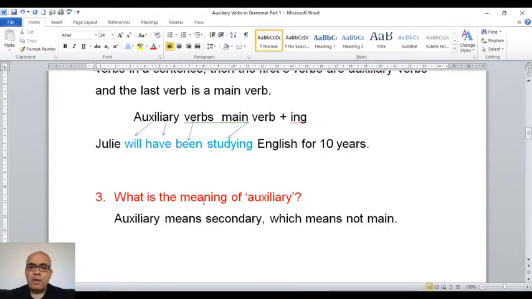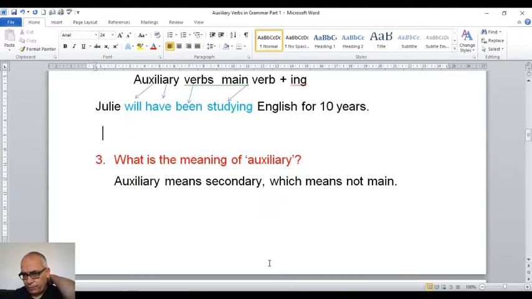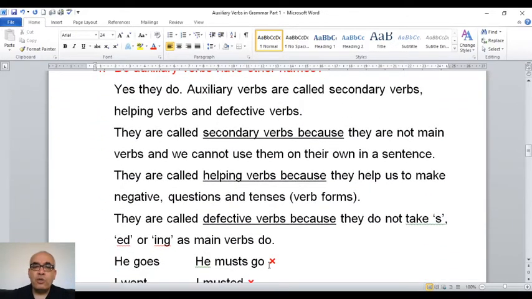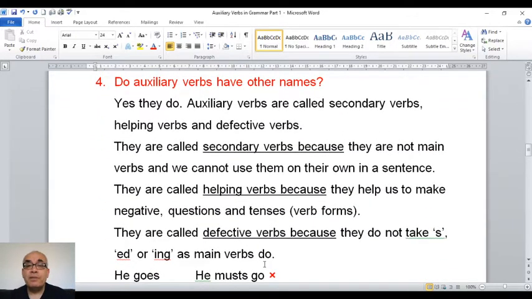Number 3, what's the meaning of auxiliary? Auxiliary means secondary, which means not main. So auxiliary verb means it's not a main verb. Number 4, do auxiliary verbs have other names?